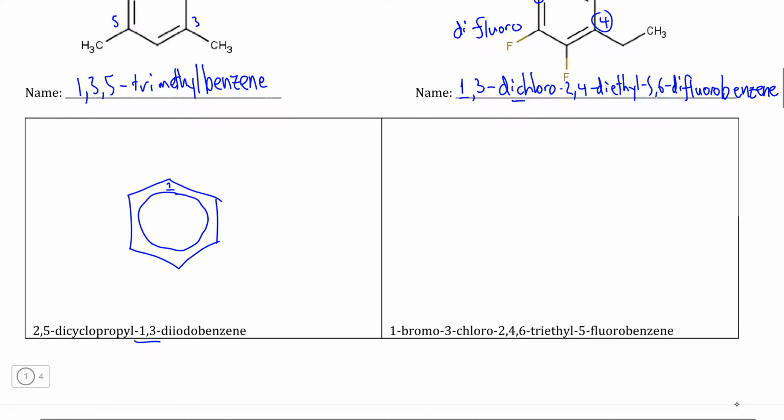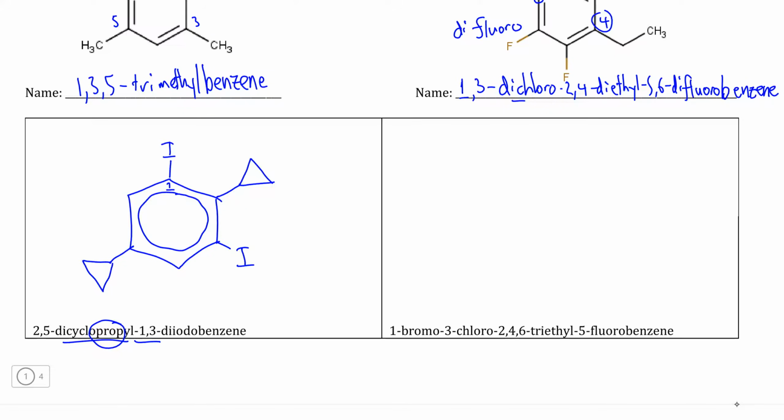So on carbons 1 and 3, we have iodos, so substituted iodines like this, and then on carbon 2, which would be here, and carbon 5, which would be 3, 4, 5, right here, we have 2 ring structure side chains, which are 3 carbons long each. So 2 cyclopropyl side chains, which we can go 1, 2, 3, and complete the ring like this. And then again, 1, 2, 3, and complete the ring like this. And lo and behold, we have our 2,5-dicyclopropyl 1,3-diiodo benzene. It's as simple as that.